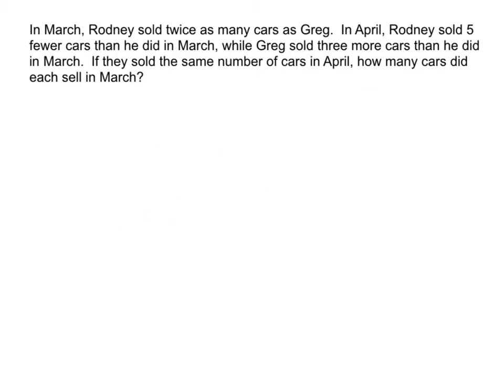Alright, third problem. Go ahead and read it first, pause the video, then we'll go over it. So we have here in March, Rodney sold twice as many cars as Greg. Now I'm not including March in the equation because it doesn't say March equals. It's saying that Rodney sold twice as many as Greg.